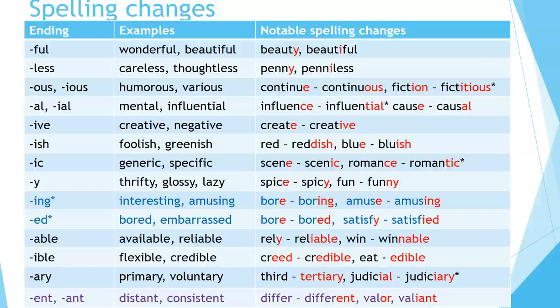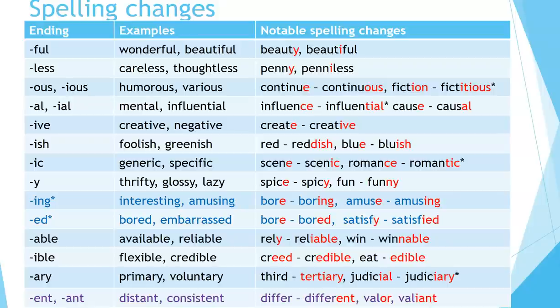I-B-L-E, flexible, incredible. Now, in this case, it seems like the whole word changes. We have the word creed. When we change it into an adjective, we change the pronunciation and the spelling. So instead of creed, it becomes credible. So we drop one E and change the pronunciation from E to E, and then add the I-B-L-E.